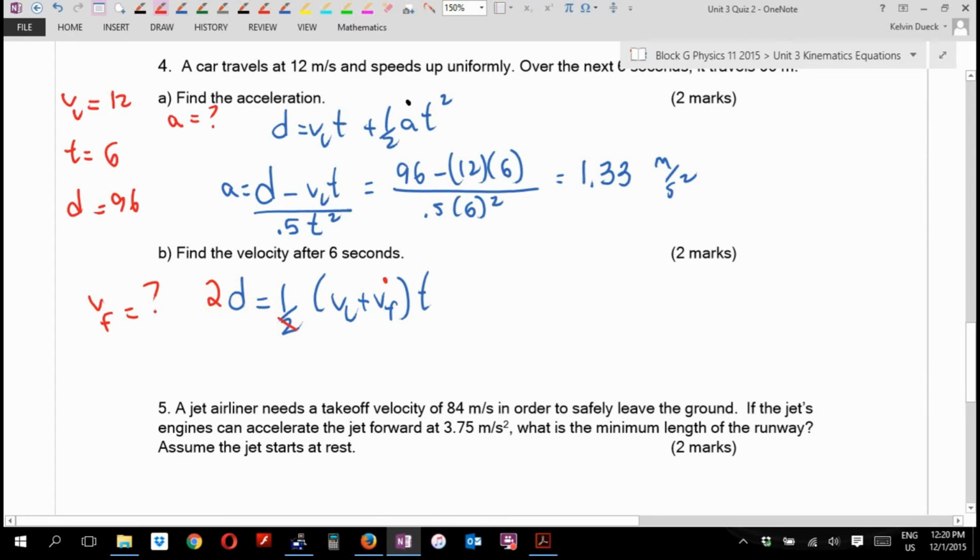Okay. Because the VF is inside the brackets, I'll deal with inside the brackets last. What's this T doing? How will I move it over? So right now, as an intermediate step, I get this: 2D over T equals VI plus VF. Joseph, what am I trying to get by itself? So what will I do with this VI?